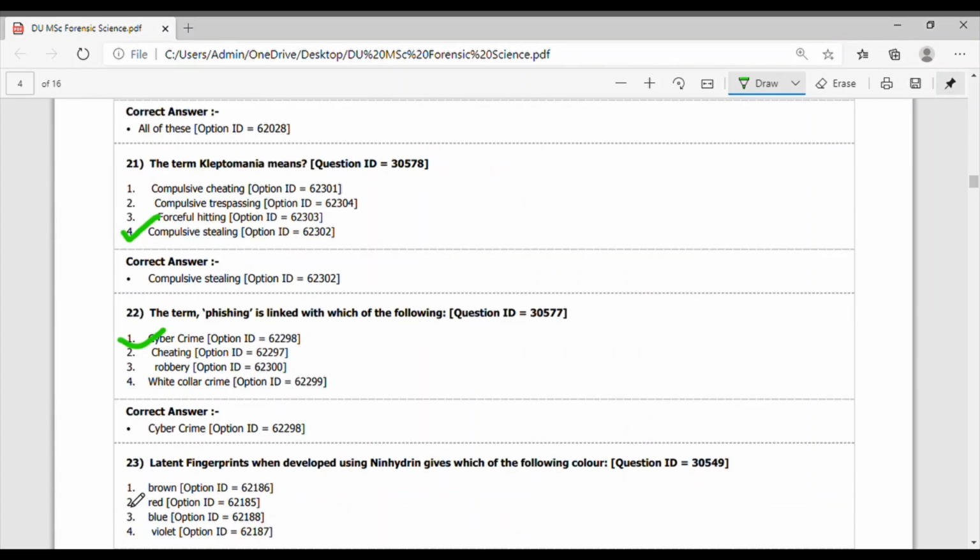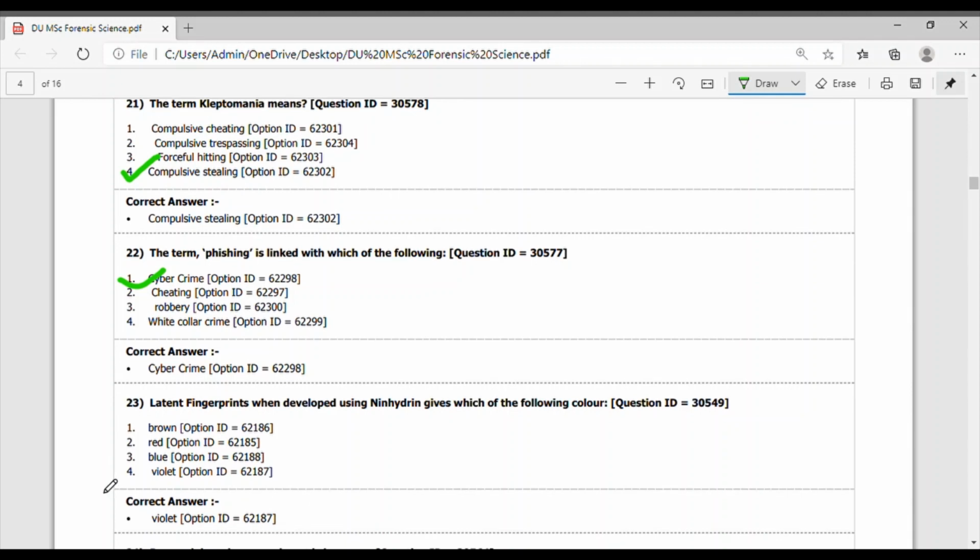Then the next, question 23. The latent fingerprints when developed using ninhydrin give which of the following colors? It gives violet color, because it reacts with the proteins. For your information, when ninhydrin reacts with the amino acid proline, which color does it give? You can give the answer in the comment box.